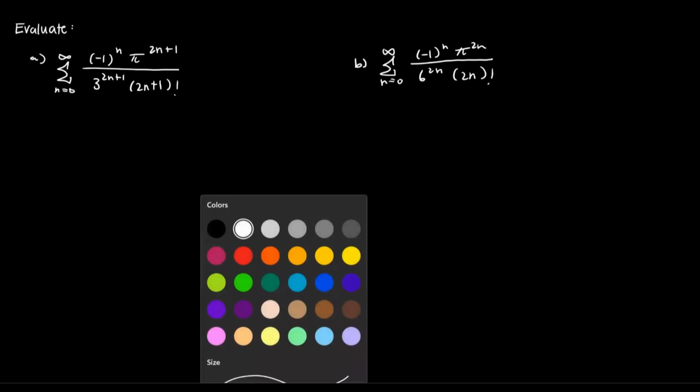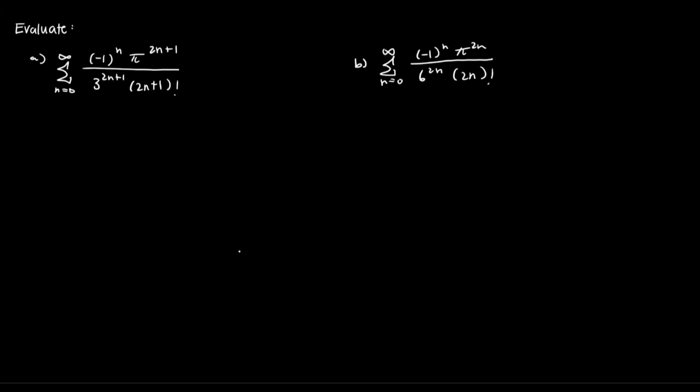Now, what if I told you to evaluate these expressions? How would you go about doing it? So let's take a look at A first. What does this look like that we've just kind of talked about? So we have a 2n plus 1 in the numerator and denominator, where things are being raised to the power of 2n plus 1. We also have this 2n plus 1 factorial down here and this alternating term out front.